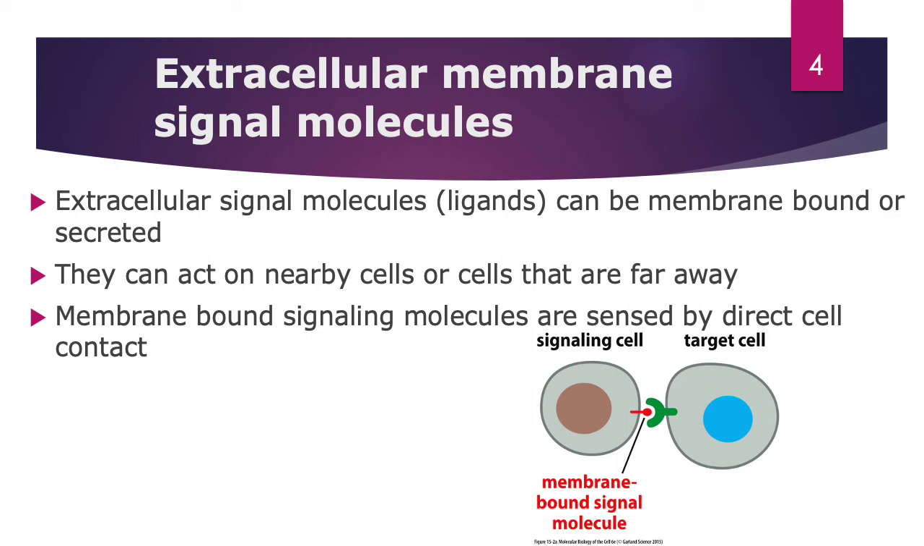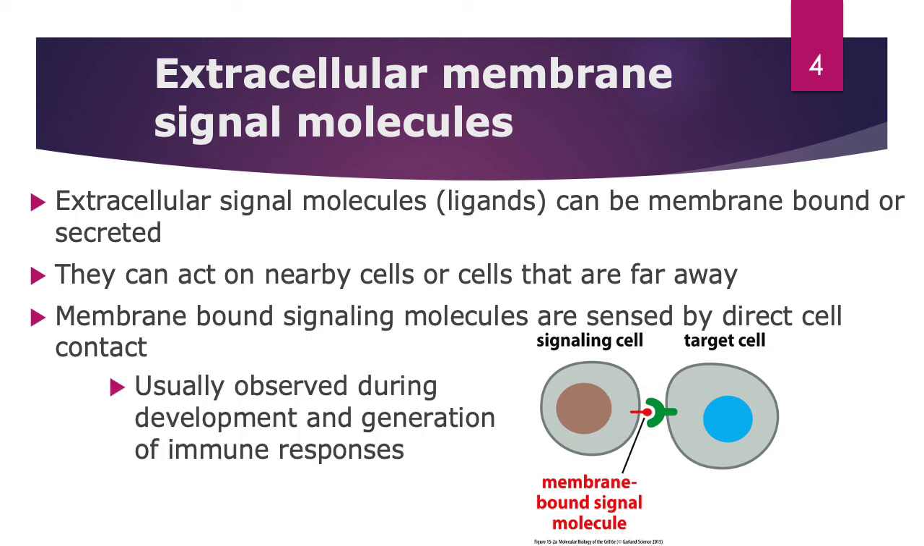When we look at the figure on the right, the signaling cell has that extracellular signal molecule, or the ligand, which is attached to the membrane of the signaling cell. For this ligand to be detected by the target cell, the receptor in the target cell has to have direct contact with the signaling cell. This kind of mechanism, where a target cell is able to sense a membrane-bound signaling molecule or ligand through direct contact, is seen in the development and generation of many immune responses, and this will be studied in more detail in an immunology class.